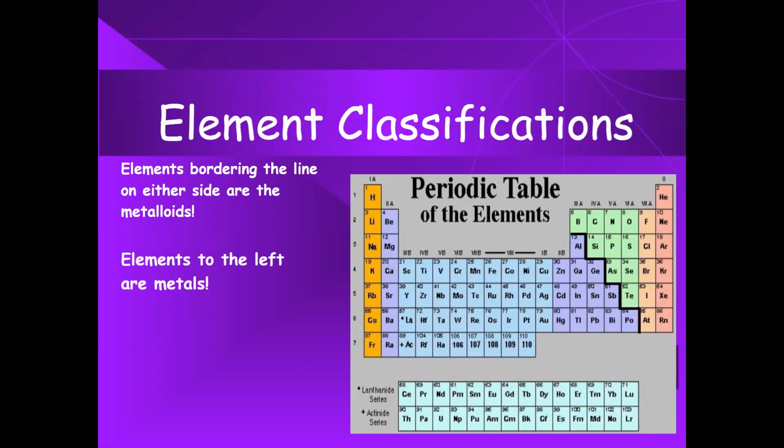Elements to the left, again, those are your metals. Now, we know that hydrogen, the element up at the top left, is to the left of the bold line, but we know that it's a gas, so that's a nonmetal. Elements to the right, those are your nonmetals. Things like carbon, nitrogen, phosphorus, chlorine, all those to the right are considered your nonmetals or your gases.